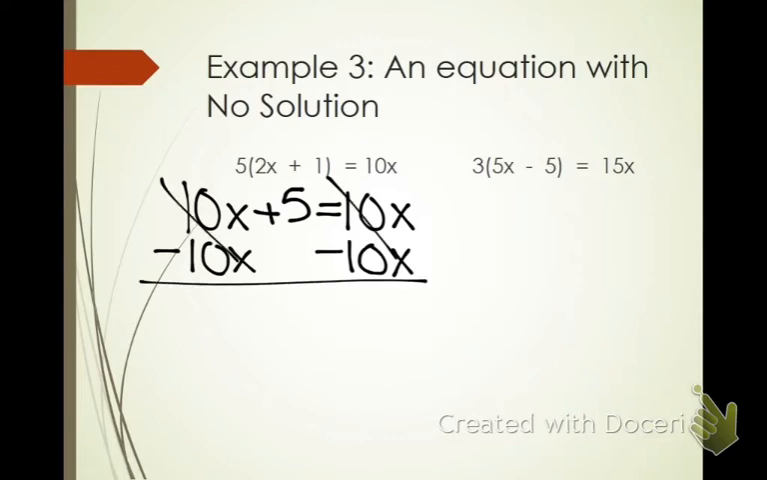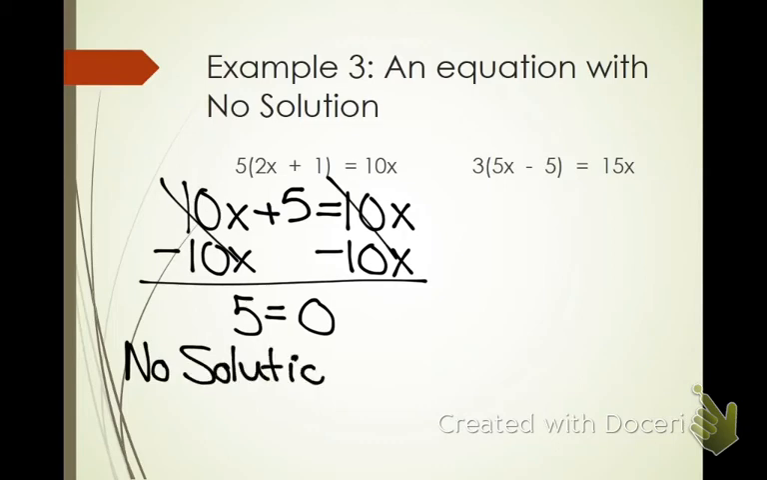All right? And what do you have that's left? 5. You have 5 equals 10x minus 10x is 0. Well, does 5 equal 0? No. So it's actually going to be no solution. There is no solution here. All right? And your tip here is if your variables cancel out, your solution will be no solution.